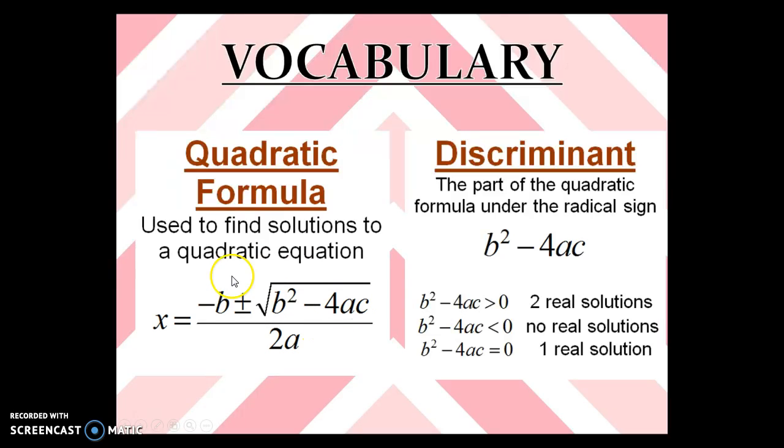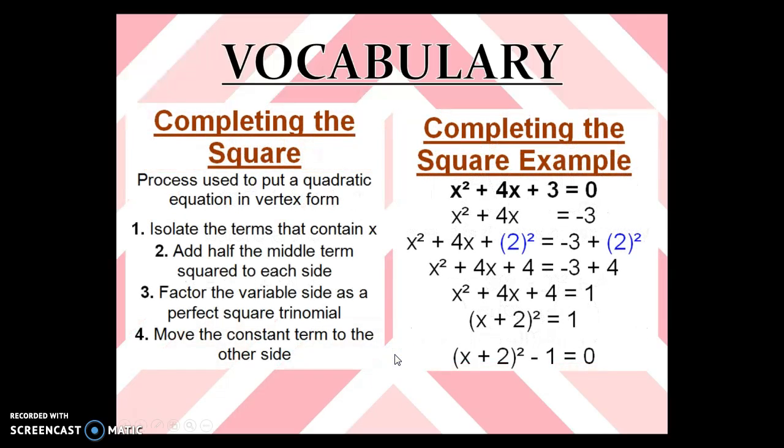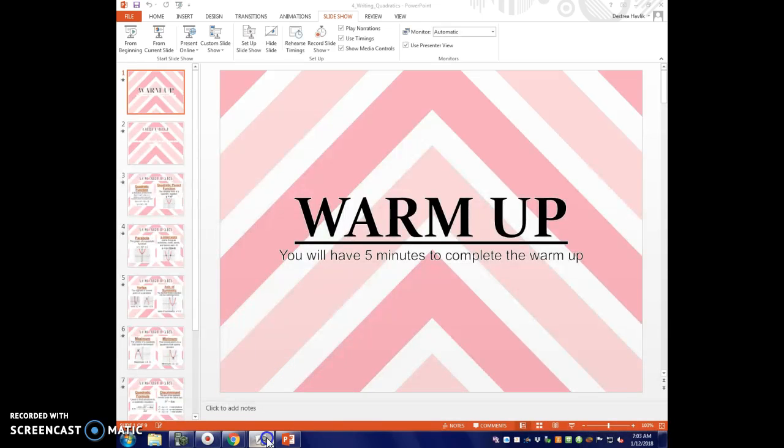Quadratic formula, we've gone over this. Discriminant: if the discriminant is greater than 0, you have 2 real solutions. If it's less than 0, no real solutions. Equal to 0, 1 real solution. Standard form is y equals ax squared plus bx plus c. Vertex form is y equals a(x minus h) squared plus k, where h and k are the vertex. We don't need completing the square right now.